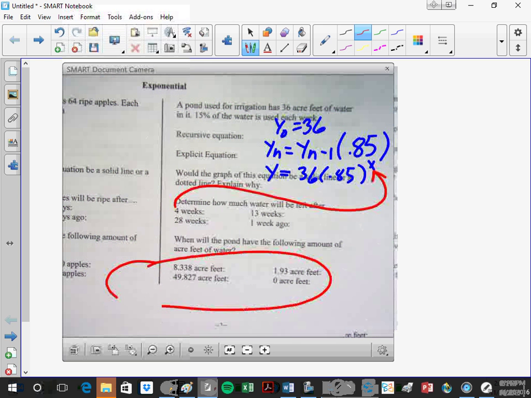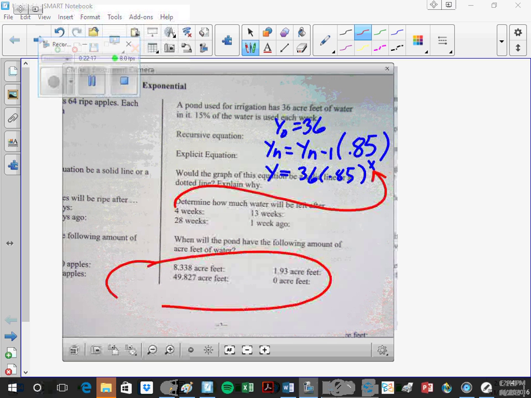All right, so you have the rest of this page and the back side to finish. Good luck. How are you doing?